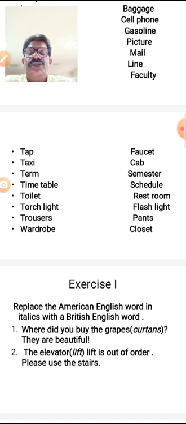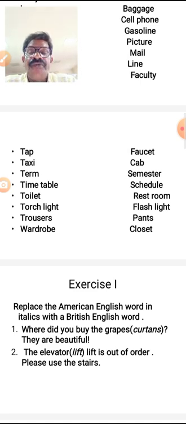Already I have given this one, toilet in British English, restroom in American English. Torchlight, once again, in British English, flashlight in American English. Trousers, this is where we often commit mistakes. Trousers and pants. We often call it pant. It is not like that, it should be pants. And in British English, it is called wardrobe, the last word, wardrobe. In American English, it is called closet.